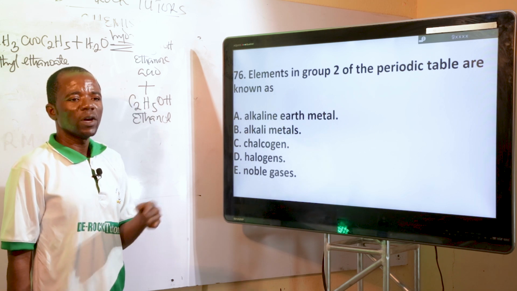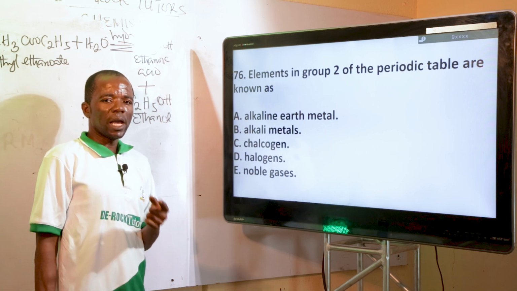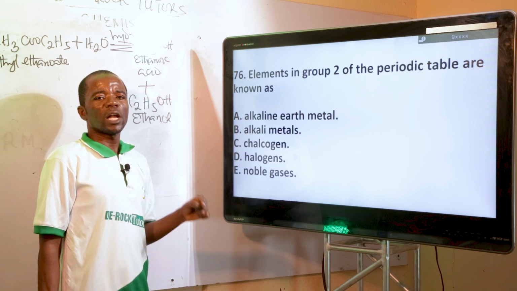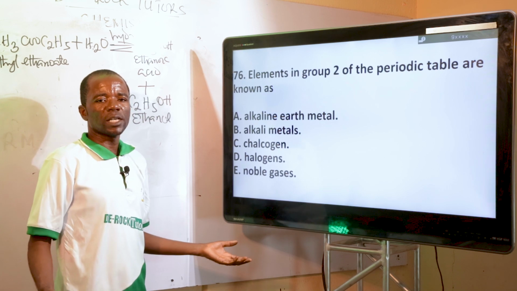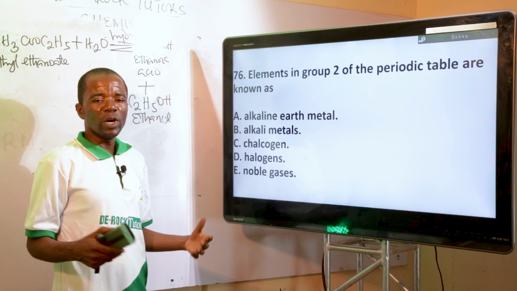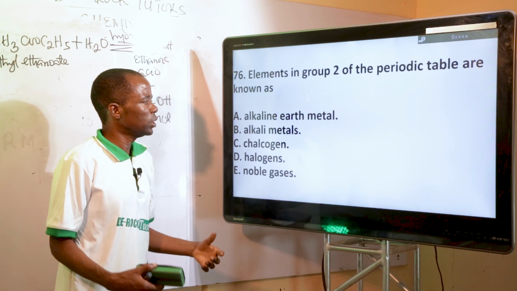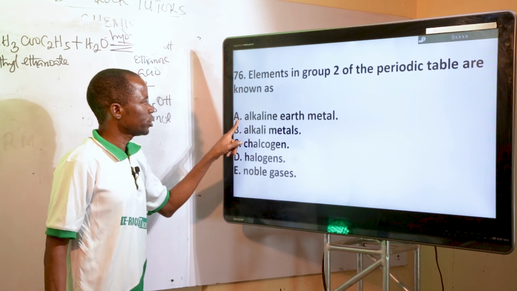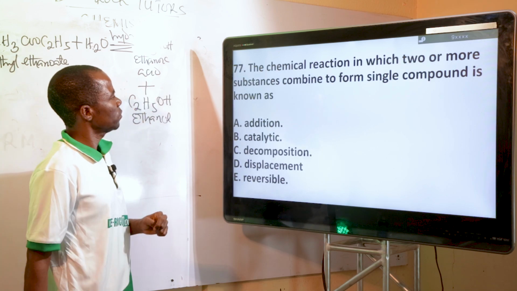Elements in group 5 are called pnictogens. Elements in group 6 are called chalcogens. Elements in group 7, everybody knows that, are called halogens. And elements in group 8 are called noble gases or aerogens. So the correct answer for this is option A. Let's go to number 77.